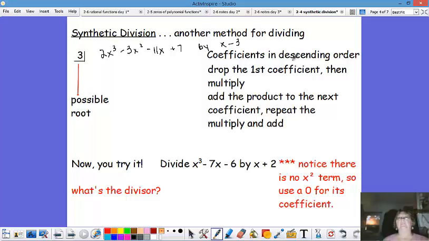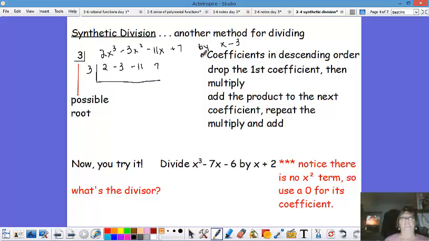I've listed the steps for synthetic division here, and it begins with you list the coefficients in descending order. So 2, negative 3, negative 11, and 7. By the way, to check to see whether x minus 3 is a factor, you divide by the possible root. So 3 is our divisor. I usually write the divisor out in front, so I'm going to put my 3 right here.